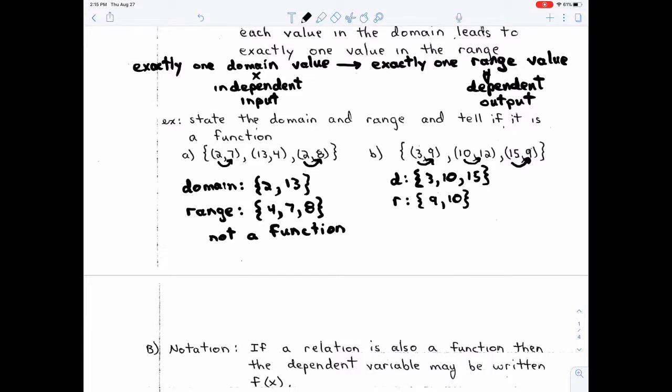No. Notice it's domain to range. The other way around doesn't matter. But if I hand you a 3, you can only hand me a 9 back. If I hand you a 10, you can only hand me a 12 back. If I hand you a 15, you can only hand me a 9 back. For each domain value that I would give you, there's exactly one range value. So this is a function.